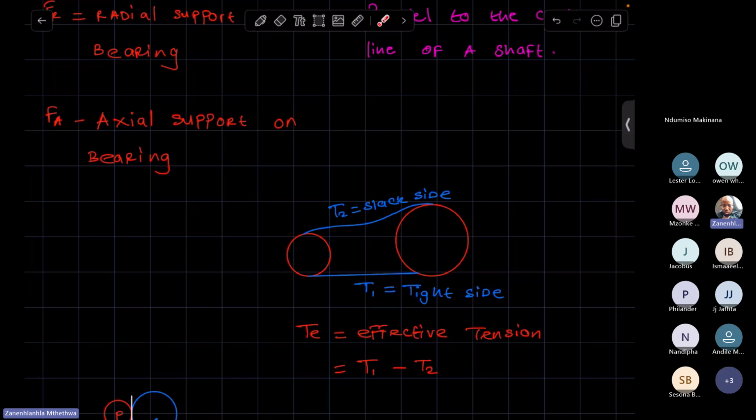So the side of the belt that experiences the most tension, or is subjected to the most stress, is known as the tight side, and the tight side is denoted as T1, right? And then the other side is the slack side. Hence, I tried to show a bit of slack on this side, to show that this represents the slack side, and the slack side is denoted as T2.